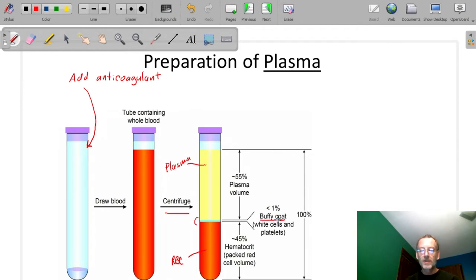Buffy because it's sort of yellow cream colored, and that's where the white blood cells are and the platelets. So you'll see that as a thin sort of white cream colored film between the plasma and the red blood cells at the bottom. And this essentially is the hematocrit that we'll talk about shortly. So that's how you make plasma. Put whole blood into a tube containing the anticoagulant. That has to be in there to keep the blood from clotting. Okay, and then you just spin it, separate it out, and you get those three phases.